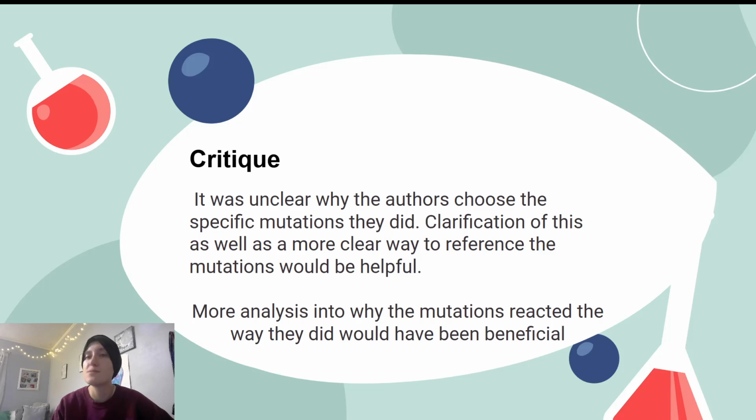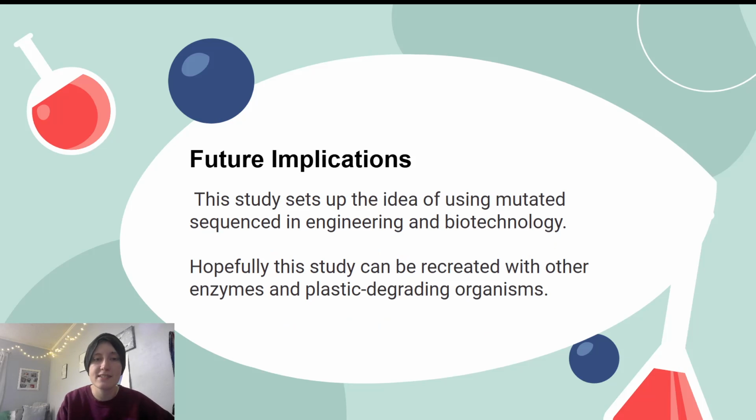And then more analysis into why the mutations reacted the way they did would also have been beneficial. They told us these mutations were beneficial, these mutations were more effective, these mutations were more thermostable, etc., but they didn't say why they think this is more thermostable. Understanding why those processes occurred, why we saw the changes that we did, would again be helpful in designing future modifications, seeing if these are modifications that we should try and put in other enzymes, or if these are modifications that we should try and do all at the same time. Like, should we modify all of these things at the same time to see even greater benefits?